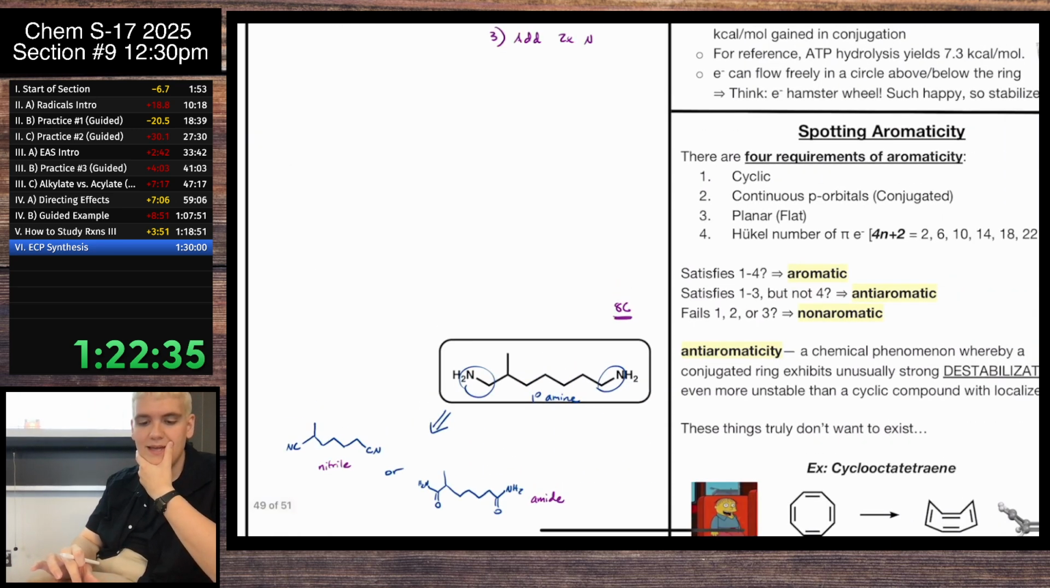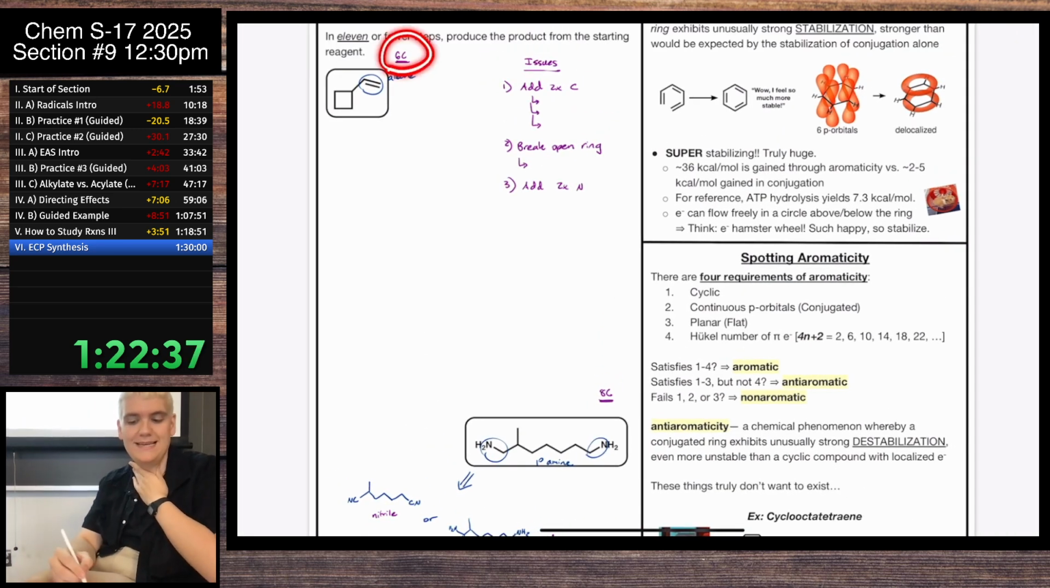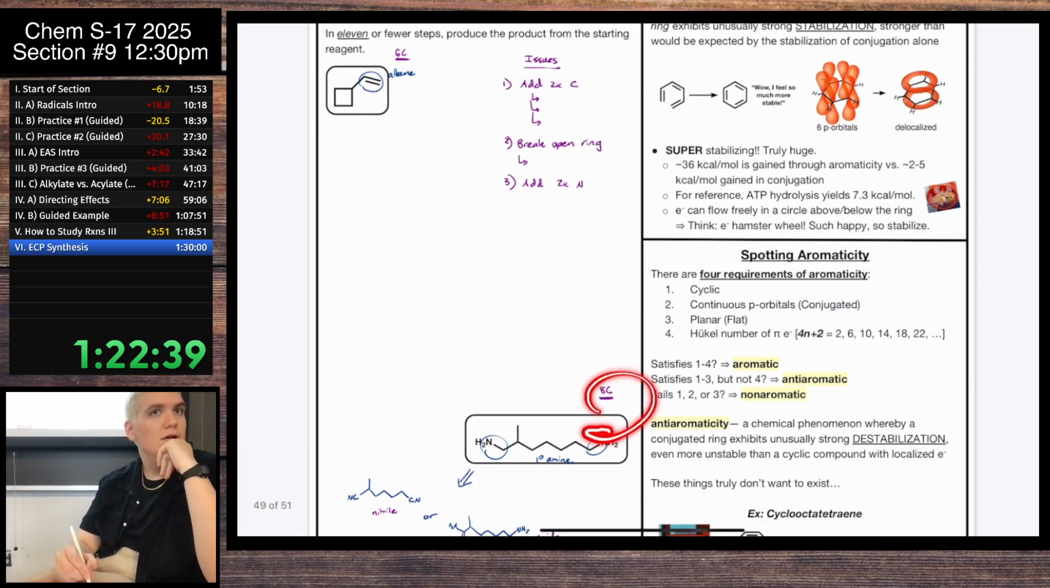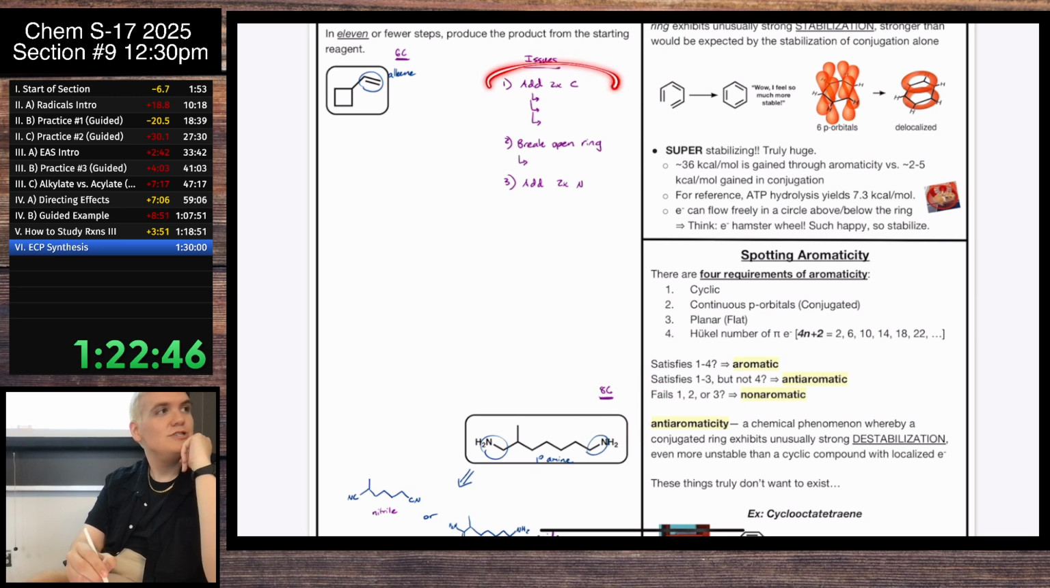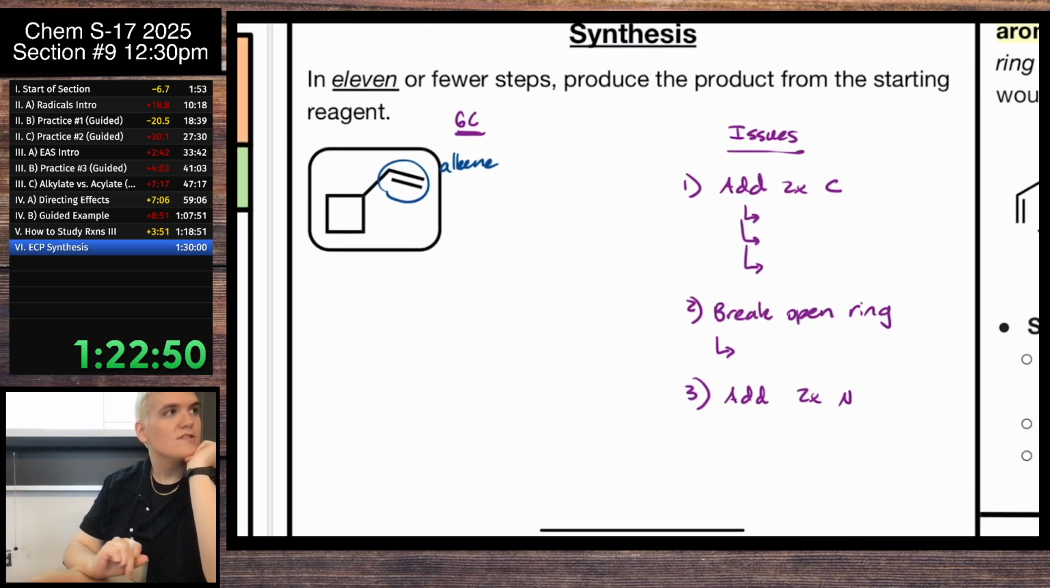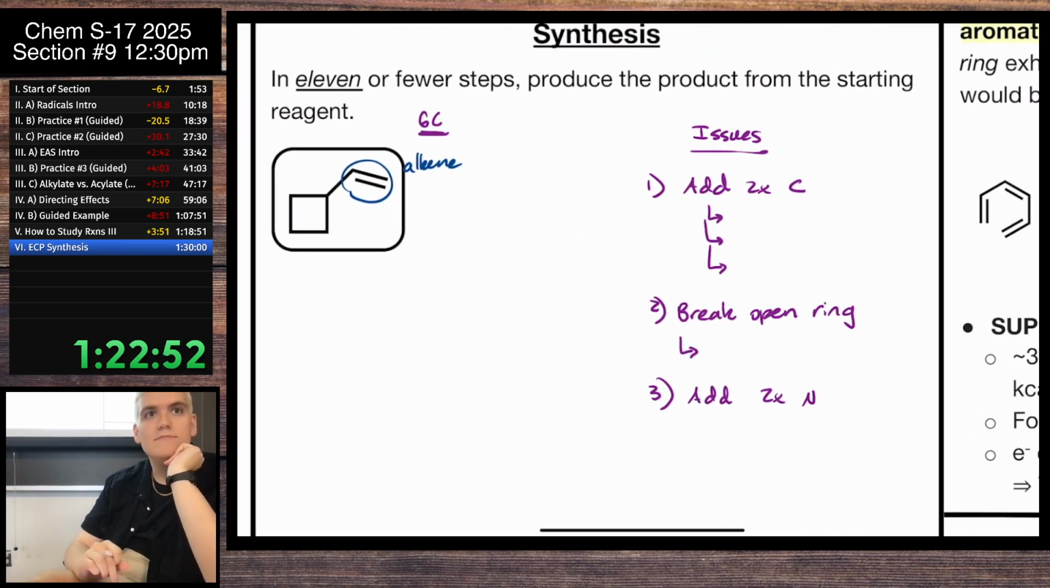Then the other thing is we started off with 6 carbons. We ended in 8 carbons. So with all this, I've come up with 3 big issues that our synthesis has to get through. One, we need to add 2 carbons. So with this, making carbon-carbon bonds is hard. We only know a few ways of doing that. What are some ways?